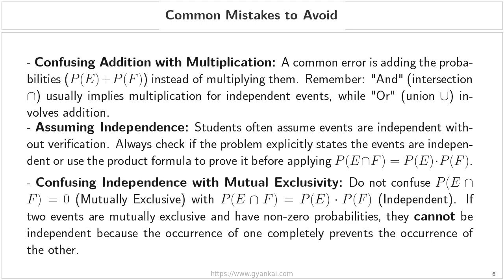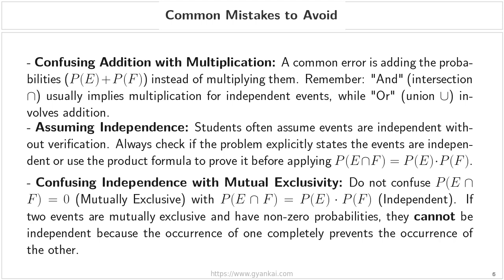Finally, this is perhaps the most important point. Do not confuse independence with mutual exclusivity. These are 2 very different concepts. If you see the probability of E intersection F equals 0, that means the events are mutually exclusive. However, for independent events, the probability of E intersection F must equal the probability of E multiplied by the probability of F. In fact, if 2 events have non-zero probabilities and are mutually exclusive, they actually cannot be independent.